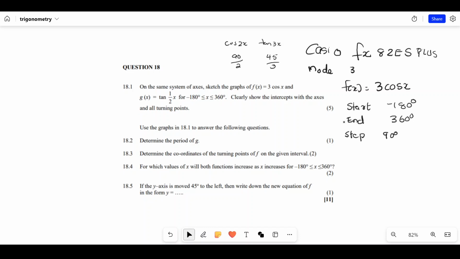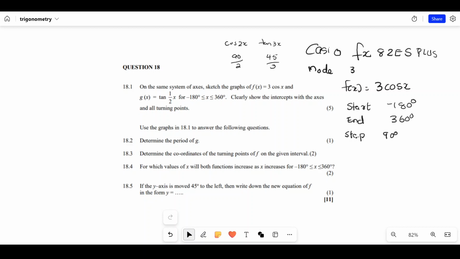In this case, the step is going to be 90. After entering the step, you will see a table of values with x and f(x), the y value, already appearing on the screen. So you can use those values to draw the graph of f(x) equal to 3 cos x. Let us also find the points for g.